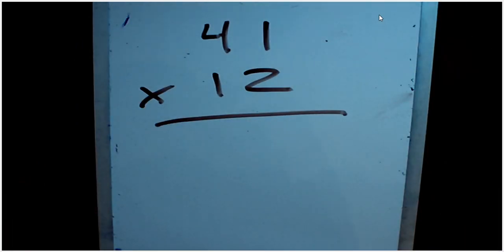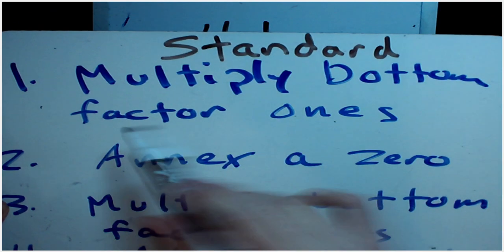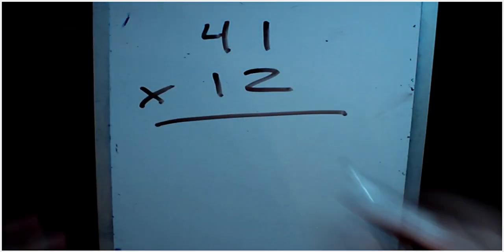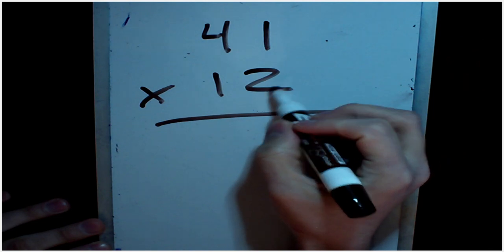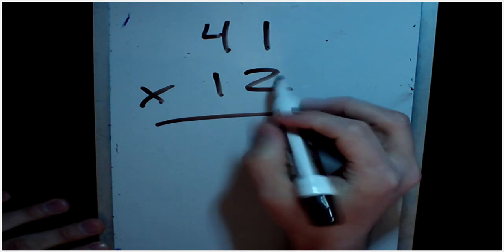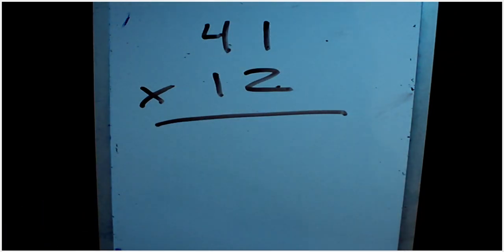So first thing I'm going to do is multiply the bottom factor's ones. So here are my factors, 41 and 12. I'm going to multiply the bottom factor's ones. So I have 2 times 1 and 2 times 4. And you know that that's really a 40, but in this method, you don't have to worry about the place value. You're just doing the multiplication. Annexing the 0 will take care of that for you.